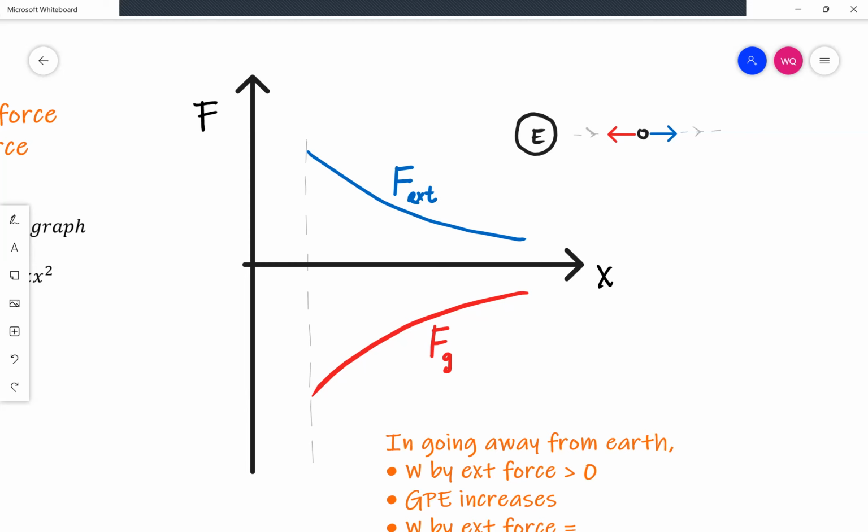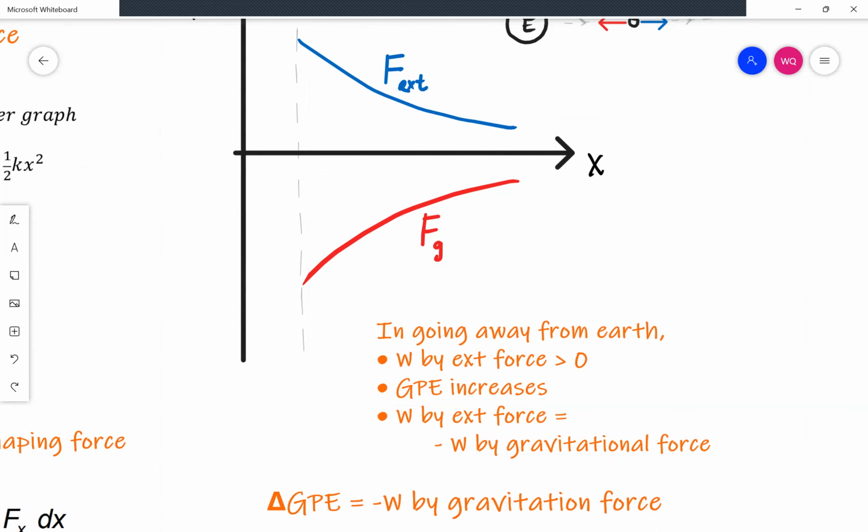On the Fx graph, you see external force is positive because it is in a positive displacement direction. Whereas Fg is negative because it is opposite to where you're moving. So we actually don't need to know the math. I'm just drawing this graph for you to see that they are opposite. And hence, if you want to know what's the work done by the external force, you will figure out what's the area under the blue graph. And work done by gravitational force will be area under the red graph, which is same in magnitude as the blue area, except it's negative.